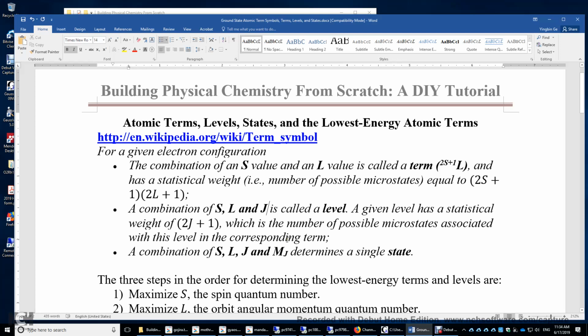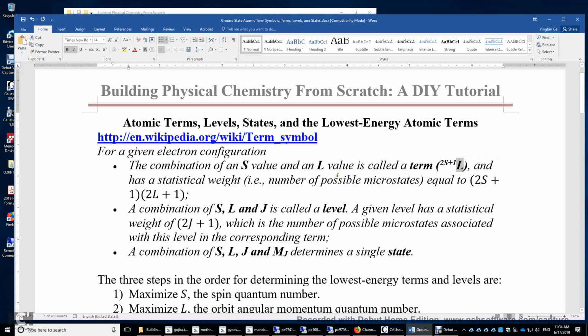In this video, I will define atomic terms, levels, and states, and then determine the lowest energy atomic terms. So first, for a given electron configuration, the combination of an S value and an L value is called a term, written as 2S+1 in superscript and the symbol of L here. So when L equals 0, 1, 2, 3, 4, you put S, P, D, F, G here.